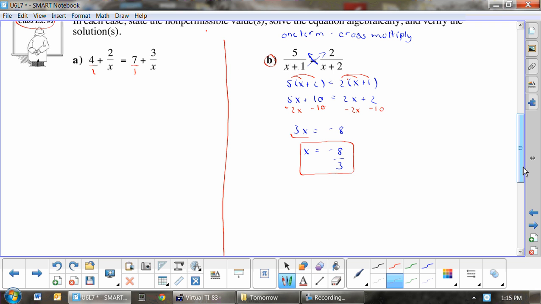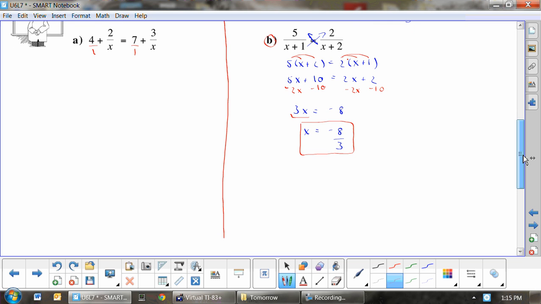Okay? So one thing about these problems is that you always have to verify your answers. Okay? So we do this just like we did with extraneous roots. We just take our x and put it back into the equation.